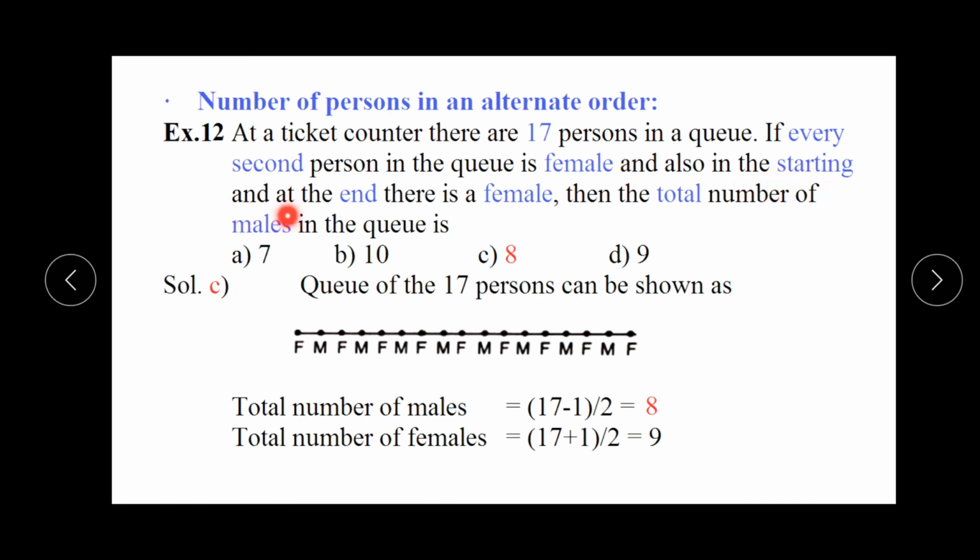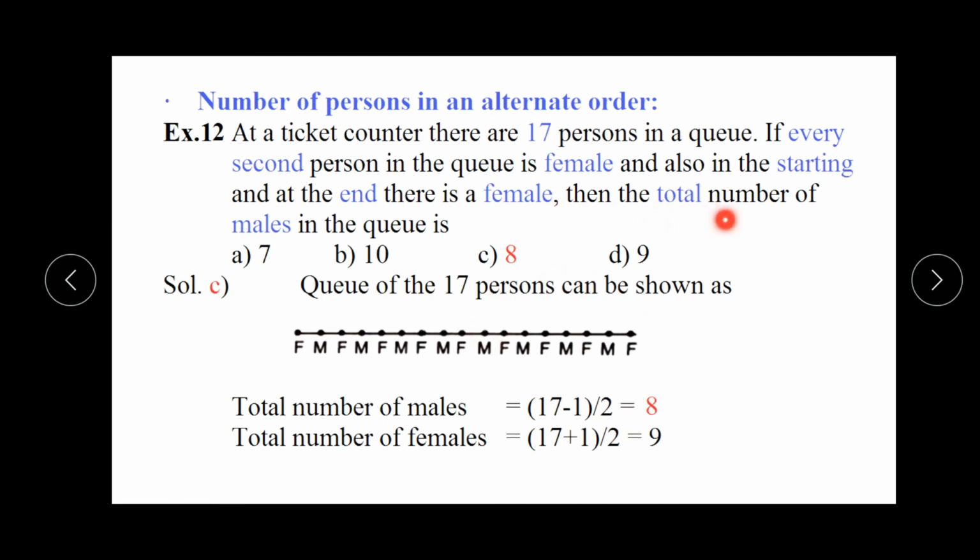And also at the start and at the end there is a female. It means the queue starts with a female and also ends with a female. One more condition is given also. Females are on alternate positions. It means the queue started with a female, but the next person will not be female. The third person will be female, the fifth person, the seventh person. It means on the odd number of places there is a female.